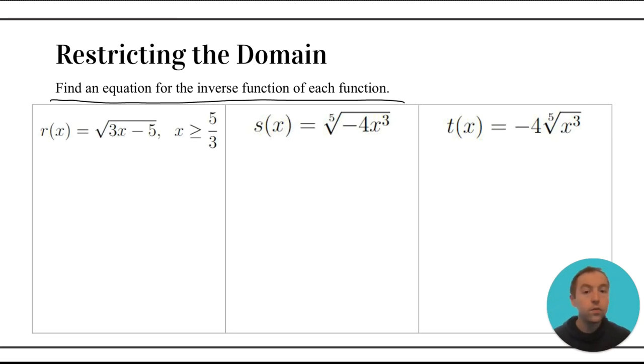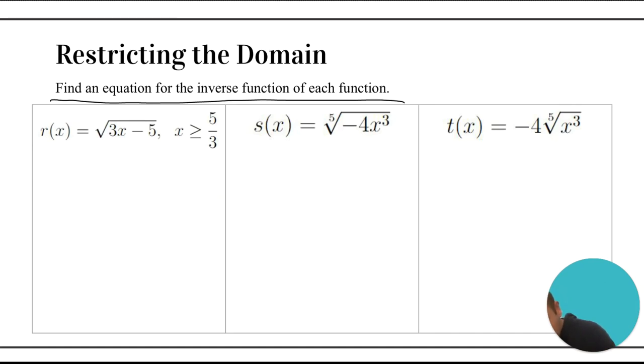Find an equation for the inverse function of each function. So now I'm actually guaranteeing with all these examples that we would be able to find an actual inverse equation for all of these different ones. So for the first one, we have r of x, where x is greater than or equal to 5/3. That restriction is really important for when we find the inverse.